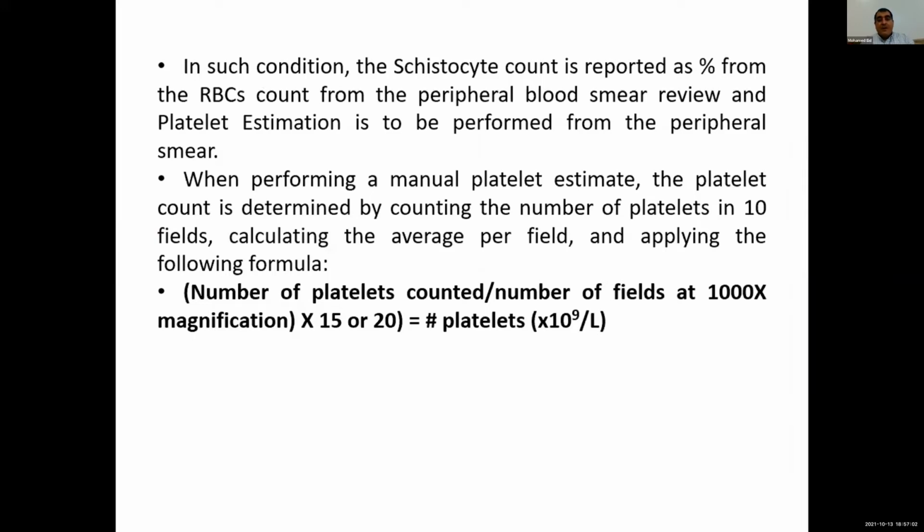When performing a manual platelet estimate, the platelet count is determined by counting the number of the platelets in 10 fields and calculating the average per field and applying the following formula. Number of platelets counted divided by the number of the fields examined by high power field, multiplied by 15 or 20. This will give the platelet estimate.